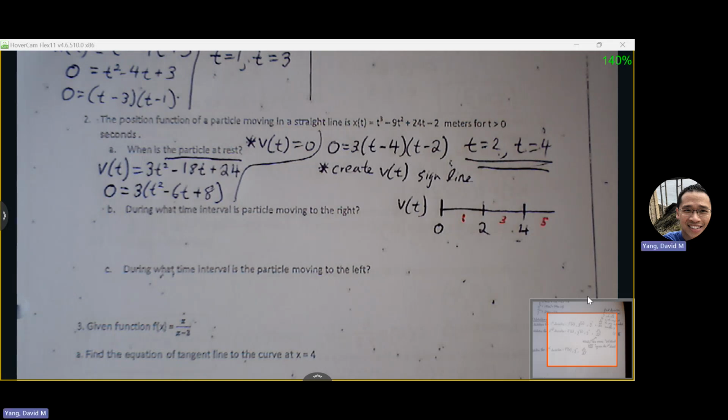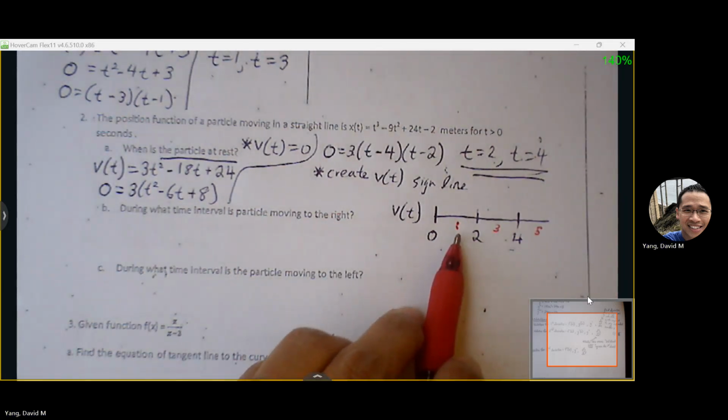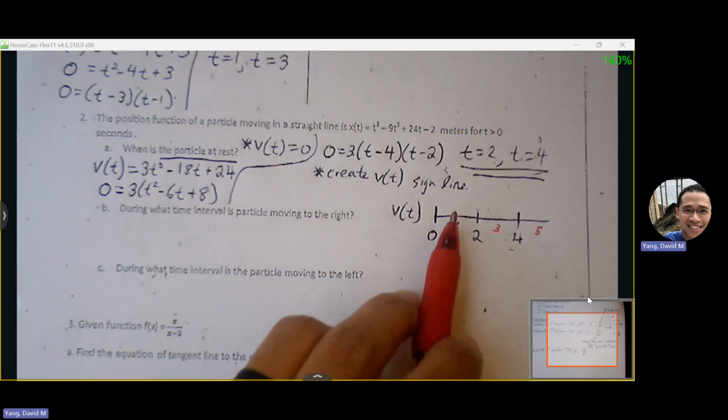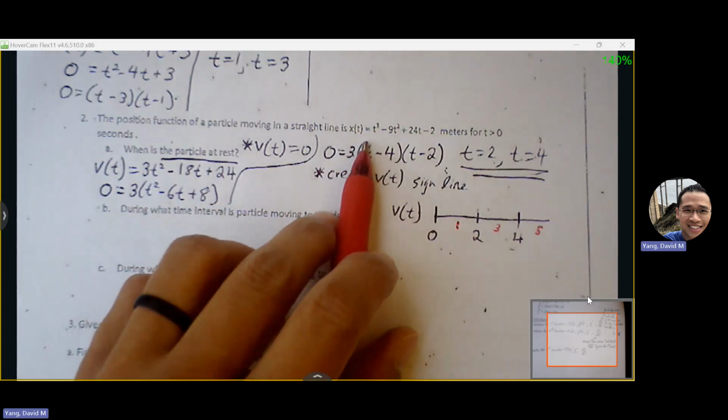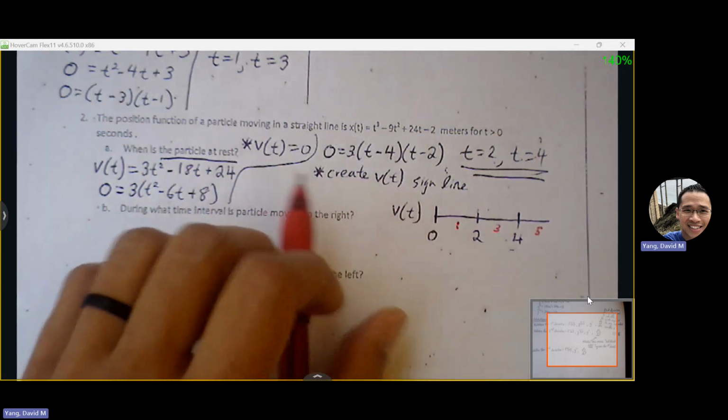This is a common question that students ask: where do we plug these numbers into? What do you guys think? Into the velocity. We want to find the direction of motion. If we plug 1, 3, and 5 into the position, we'll be able to find out where the object is, but we're not going to know which direction it's moving. So we're going to plug it into the velocity function.